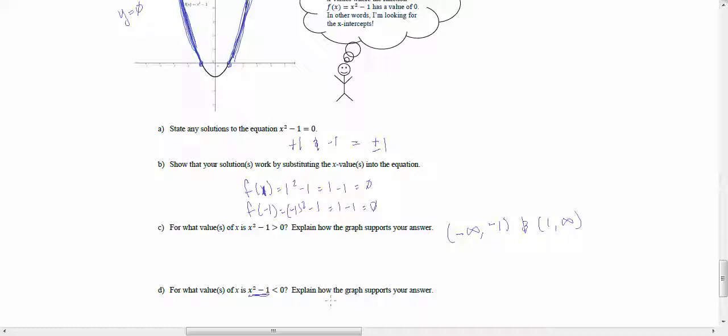For what values of x is x squared minus 1 less than 0? Basically it's asking when is this parabola negative? Well, that would be x values that are between negative 1 and positive 1. If I plug in a number that is in between negative 1 and positive 1, I'll be in this region right here, which would give me a negative y value.